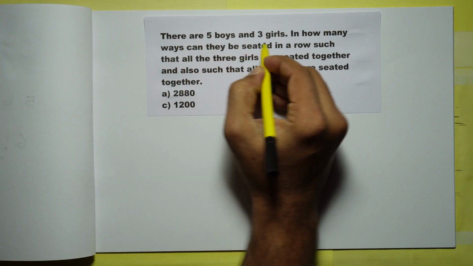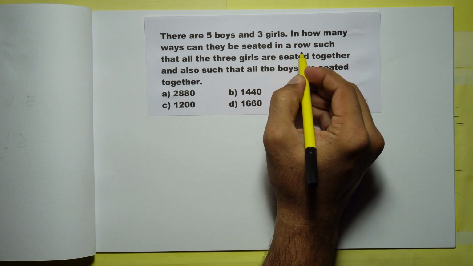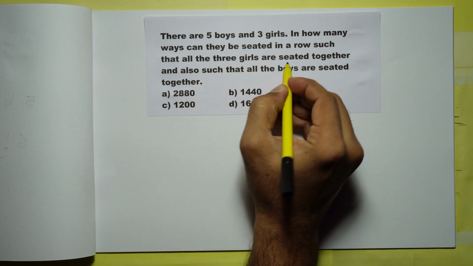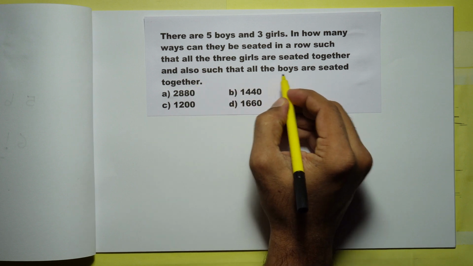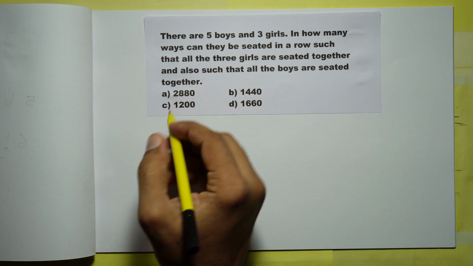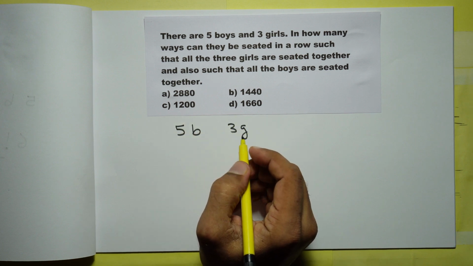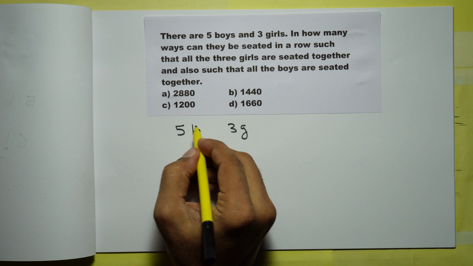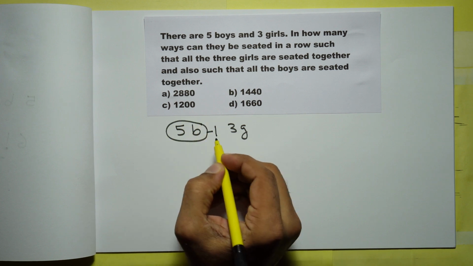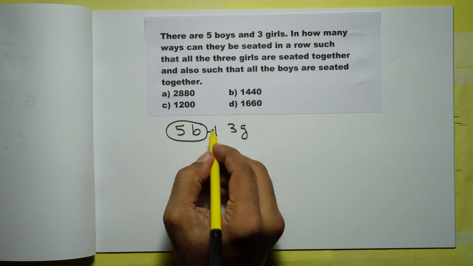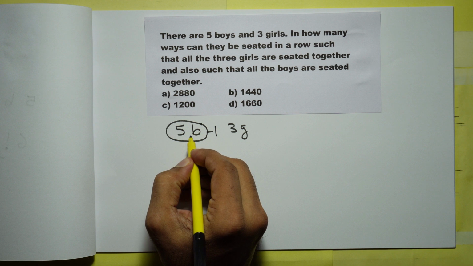There are 5 boys and 3 girls. In how many ways can they be seated in a row such that all the 3 girls are seated together, and also such that all the boys are seated together? So 5 boys are there and 3 girls are there. Now all the boys should be together. So bring the 5 boys together and treat it as one person. Just tie them up and treat it as one. Then all the 5 boys will be together. They will not be separated.